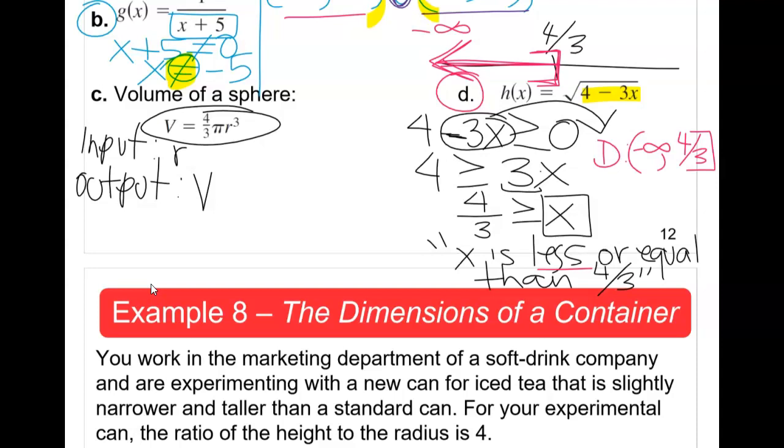However, for a sphere to exist, it has to have a positive radius. And it could be tiny, tiny, close to 0, but it has to be greater than 0. So we will say that r must be greater than 0. So how do we write this as an interval? The domain will be from 0, without including 0, to infinity.